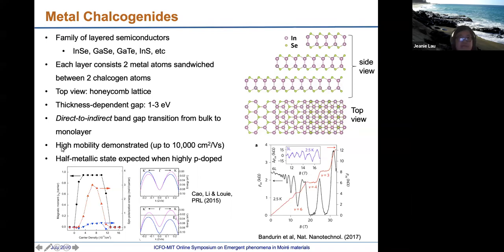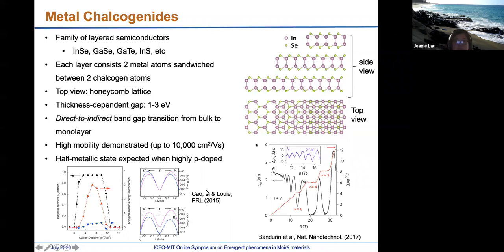They actually have high mobility, demonstrated by, for example, the Manchester group. They have reported a mobility of 10,000 in indium selenide. And interestingly, there is also a prediction that a half-metal helix state will appear if we are able to highly hole dope the metal chalcogenides, so that we can achieve 100% spin polarization.